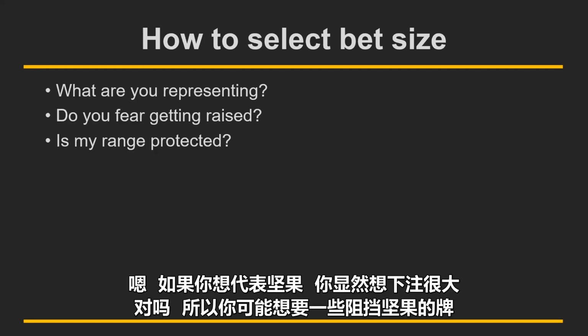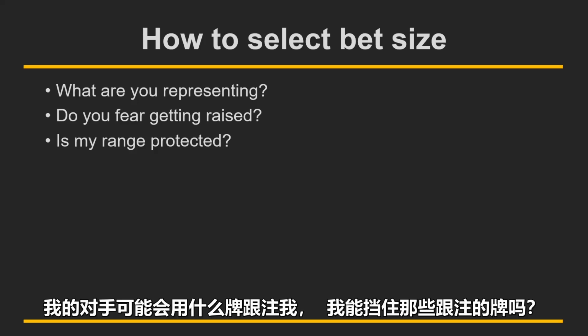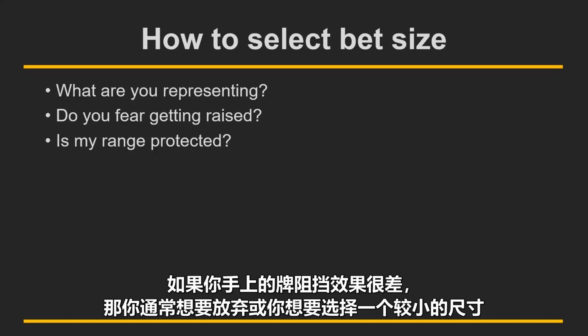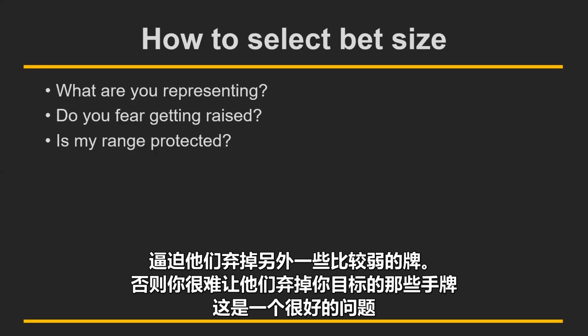Generally, Lee, if you are representing the nuts, you obviously want to bet very large, right? So you'd probably want to have some blockers to the nuts. If you have very poor blockers to the nuts, you generally want to select a smaller bet size. But always think, what is my opponent potentially going to call me with? And do I block those calling hands? If you do a very poor job of blocking them, you generally want to either give up or select a smaller sizing to make him fold some other type of weak hands. But you're not going to make him fold the hands you're targeting mostly, right? But it's a great question.